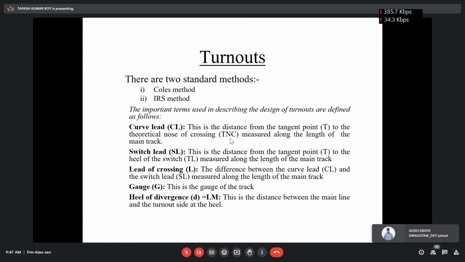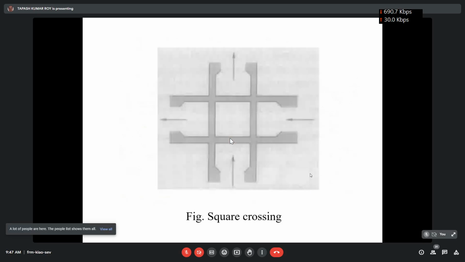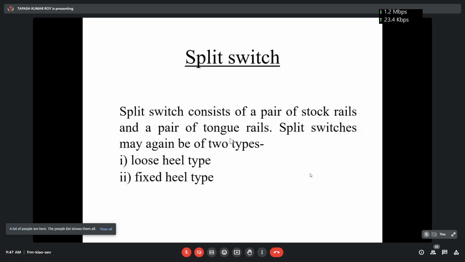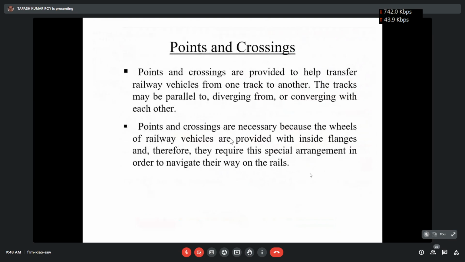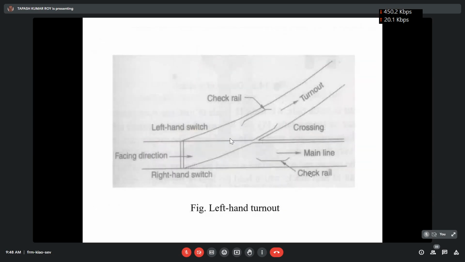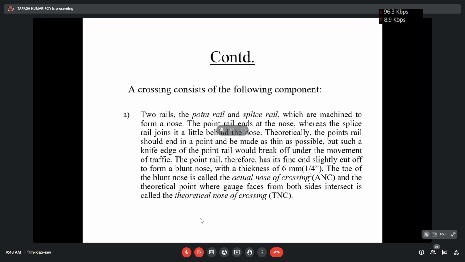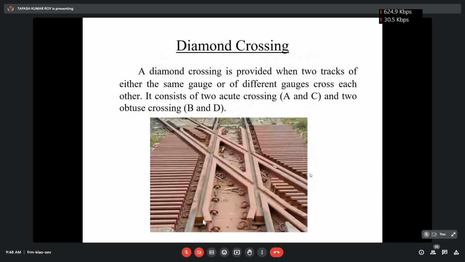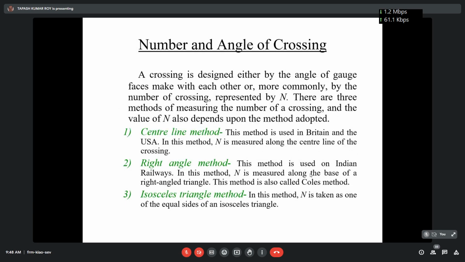Yes, sir. Okay, fine. So in the last class, we have discussed the different types of points and crossings and the different parts of the points and crossings. I think we have discussed all these elements. As I remember, we have completed the diamond crossing, number and angle of crossing. Is it correct?